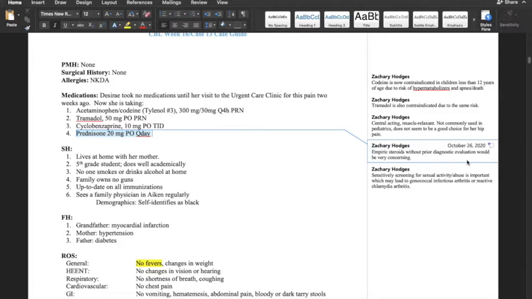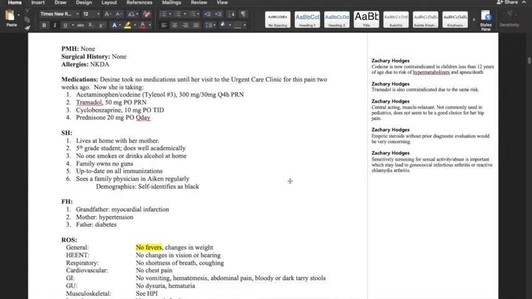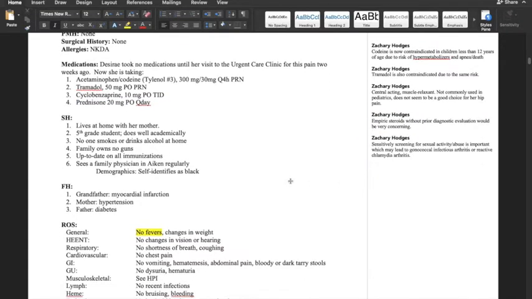Also, if there's an infection of the hip, that could definitely dampen the immune response and it could lead to worse outcomes there. So I'd be really concerned about seeing the prednisone here. So social history: lives with mom, 5th grade student, does well academically, no smoking or drinking in the home, no guns, up to date on vaccines.